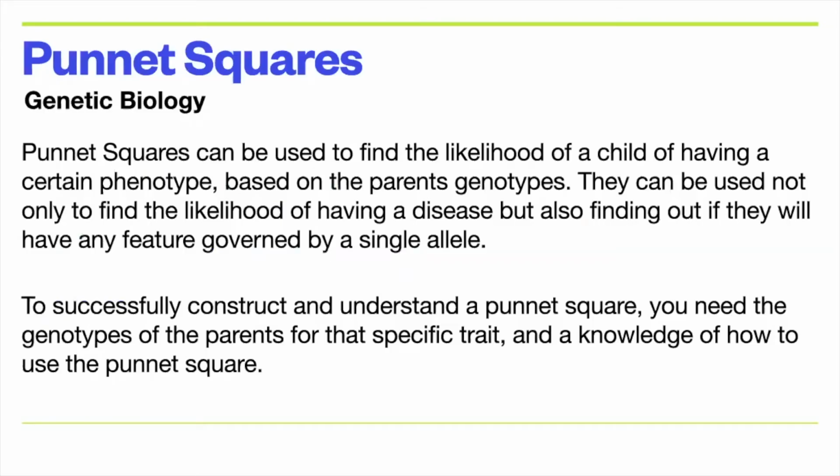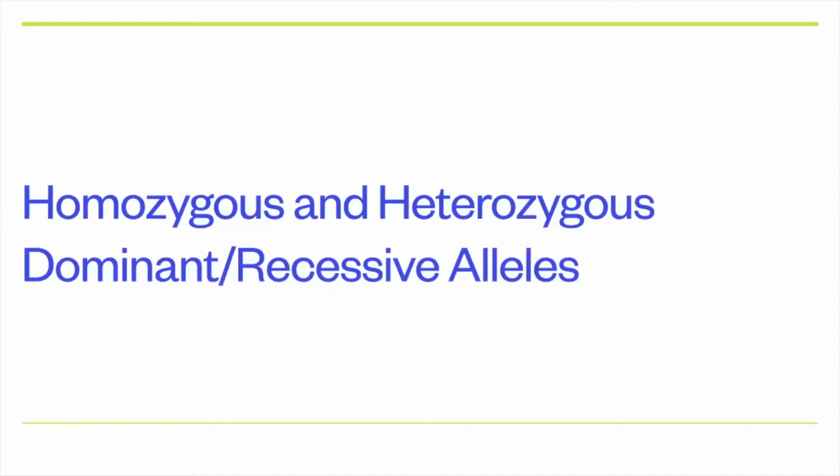So we're going to look at Punnett squares, and this is basic genetic biology. Punnett squares can be used to find the likelihood of a child having a certain phenotype. A phenotype is a physical manifestation of a trait based on the parents' genotypes. Genotypes are basically the genes, the individual alleles. They can be used not only to find the likelihood of having a disease, but also any feature governed by a single allele. To successfully construct and understand a Punnett square, you need to know the genotypes of the parents for that specific trait and how to use the Punnett square, which we will demonstrate.